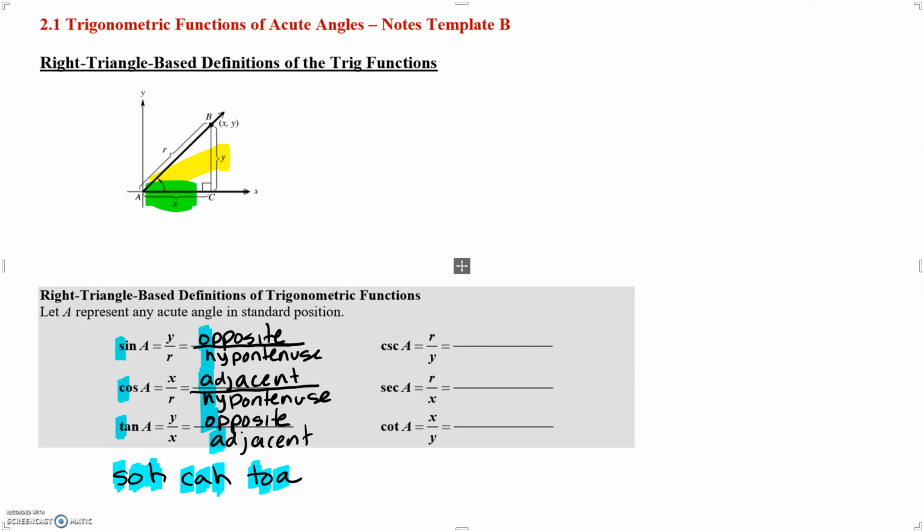The reciprocal identities are in the second column, and we know that cosecant is just the flip of sine, so we know it's the hypotenuse over the opposite. Secant is the flip of cosine, so it's the hypotenuse over the adjacent. And finally, cotangent is the flip of tangent, adjacent over opposite.